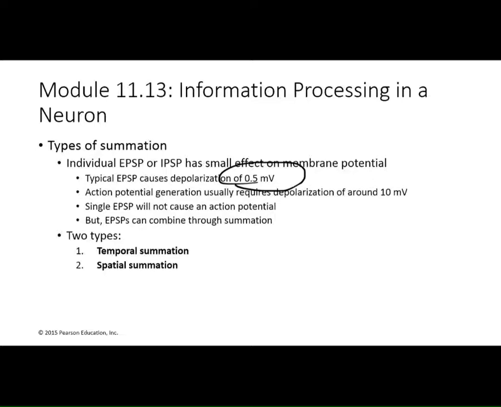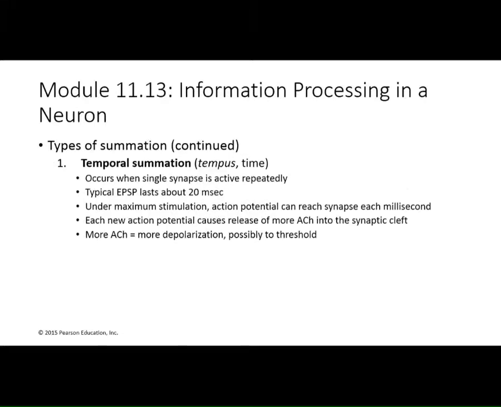There's two kinds of summation, temporal and spatial. When I say temporal, what comes to mind besides a part of the brain? Keeping the time, right? Keeping the tempo. So temporal summation we're going to see is related to timing of the signals. Spatial summation is going to be related to the three-dimensional arrangement, the spatial connection between these different signals. So let's take a look first at temporal summation.